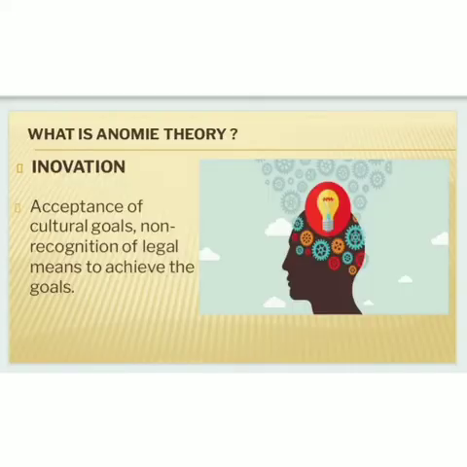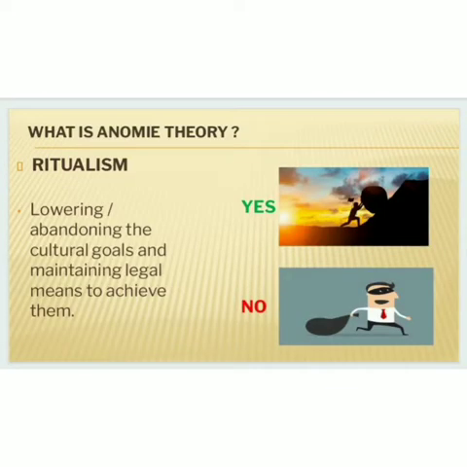Next is innovation. Acceptance of cultural goals. Non-recognition of legal means to achieve goals. An example of this is a person who wanted to buy a car but obtained the money from selling drugs. Third is ritualism. Lowering or abandoning cultural goals and maintaining means to achieve them. An example of this is a person who doesn't aspire to be rich but continued working in order to live.